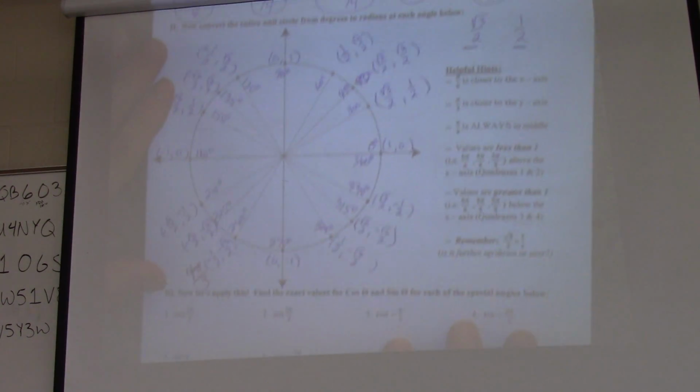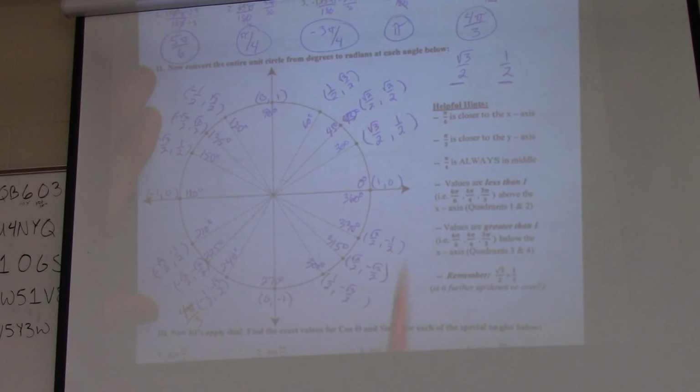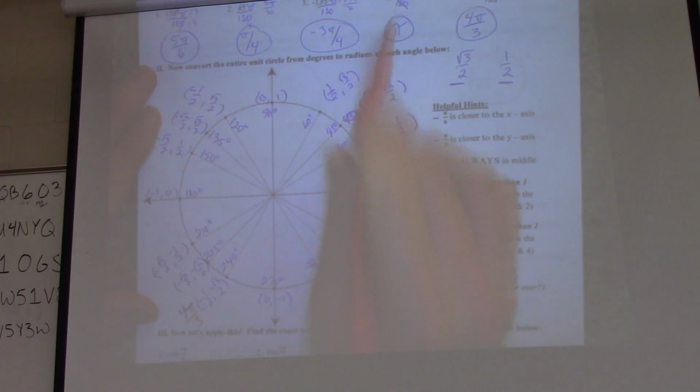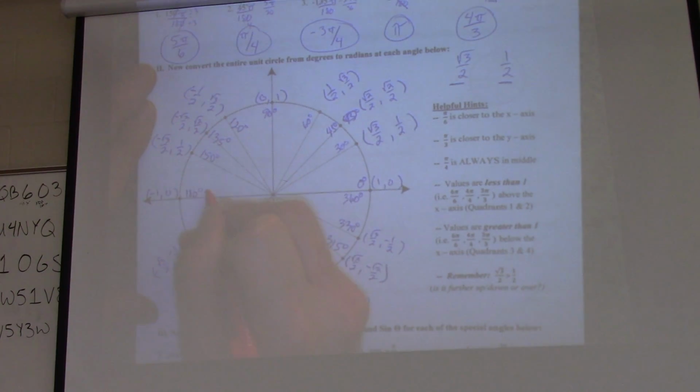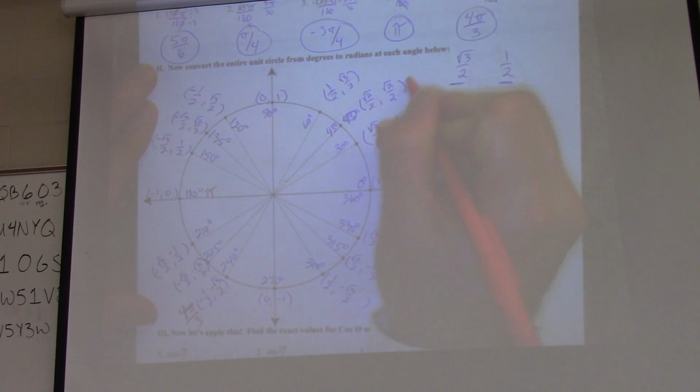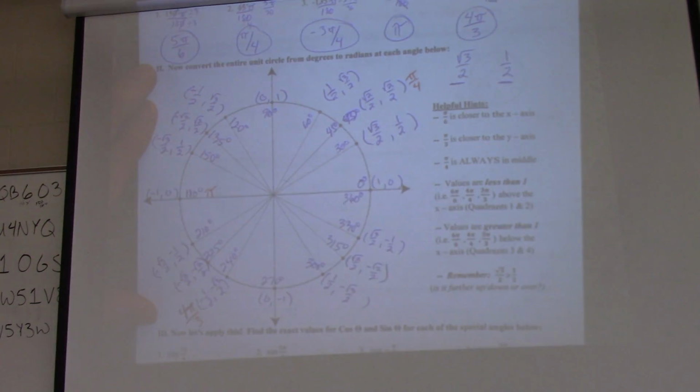So again, from the very top here, I got 240 degrees is 4 pi over 3, so I'm labeling 4 pi over 3 here. I know 180 degrees is pi, so I'm going to label this as pi. I know that negative 135 degrees, well, I'm not going to worry about that. I will get you to that in just a little bit. But let me get to 45 degrees is pi over 4, so right here, I'm going to put pi over 4. I know that at 150 degrees, it's 5 pi over 6, so I'm going to put 5 pi over 6 here.